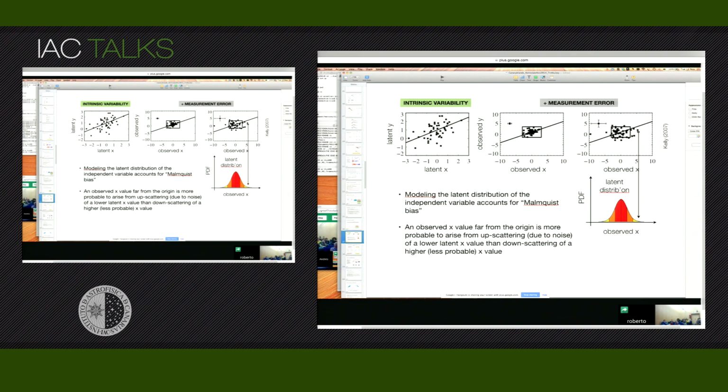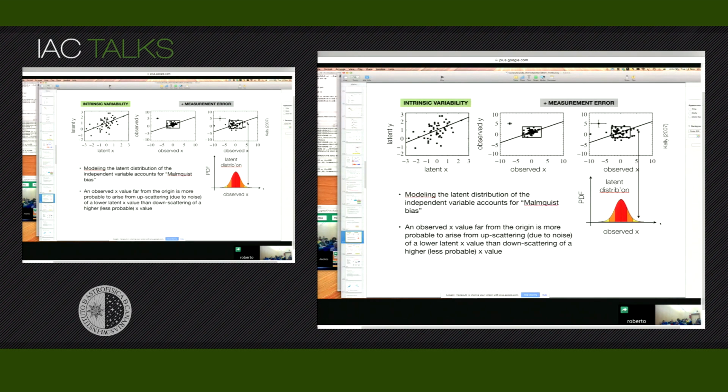In other words, if I observe the point here, it's much more likely that this point has been scattered up by an upward fluctuation of the noise, so it comes truly from the latent value of x down here, than it is probable that it comes from out here coming down, simply because at the latent level there is less axis out here. The population dies out. So this is what astronomers call Malmquist bias.